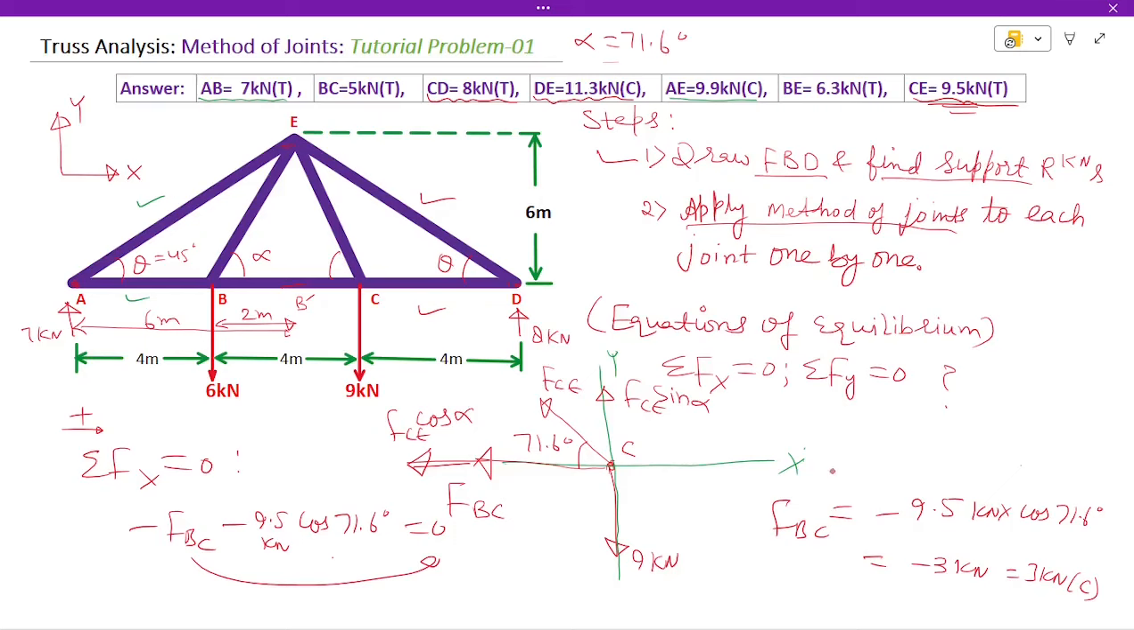Let's assume for a moment that this force in BC is actually 3 kilonewton compression. Okay, let's assume it for a while, and please check if I am right or these options are right. Because I could not find any mistake. Okay, so let's move on to another joint. So let me erase this first.